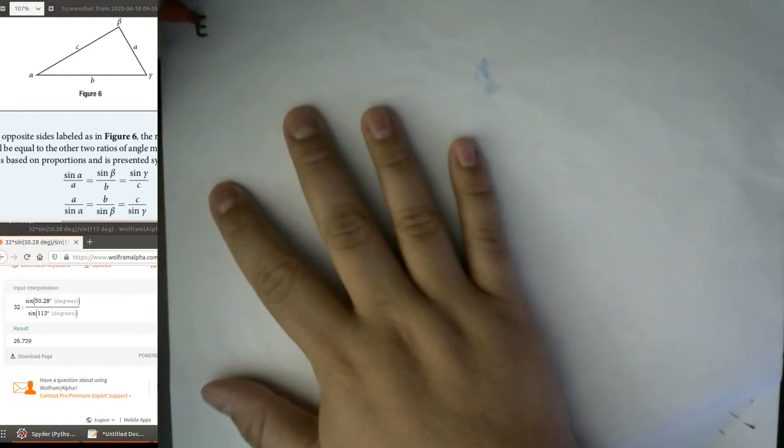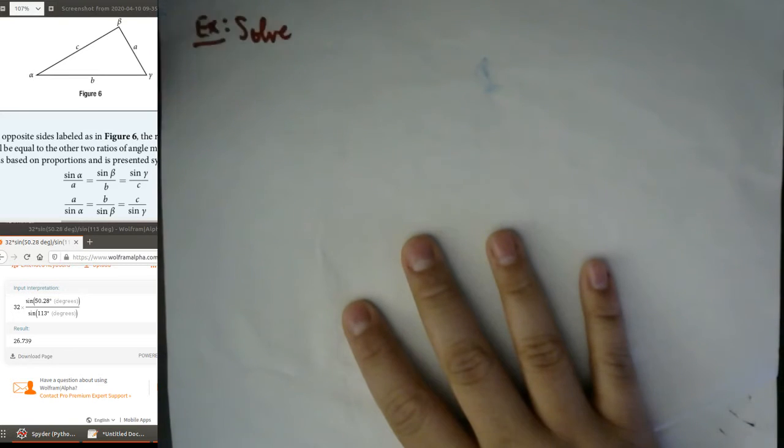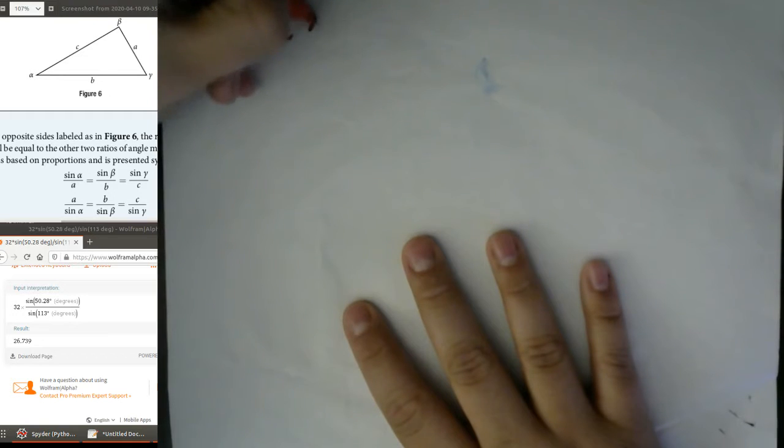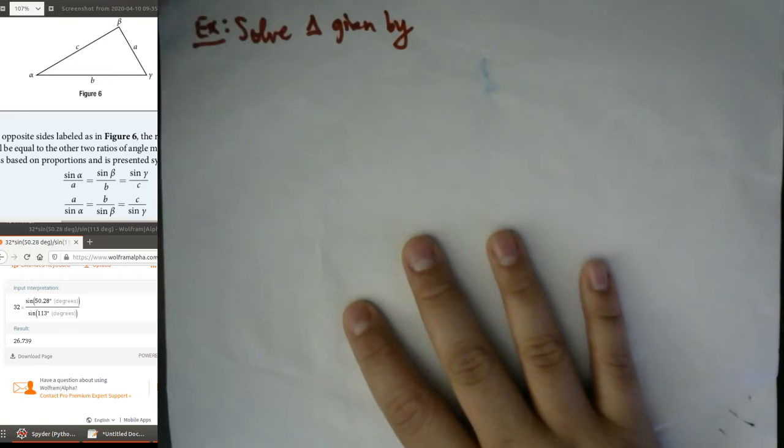Okay, so we finished one example of law of sines. Let me do another. By the way, a problem's not going to say use law of sines to blah blah blah. It's just going to say solve the triangle given by, and then they'll give you some information.